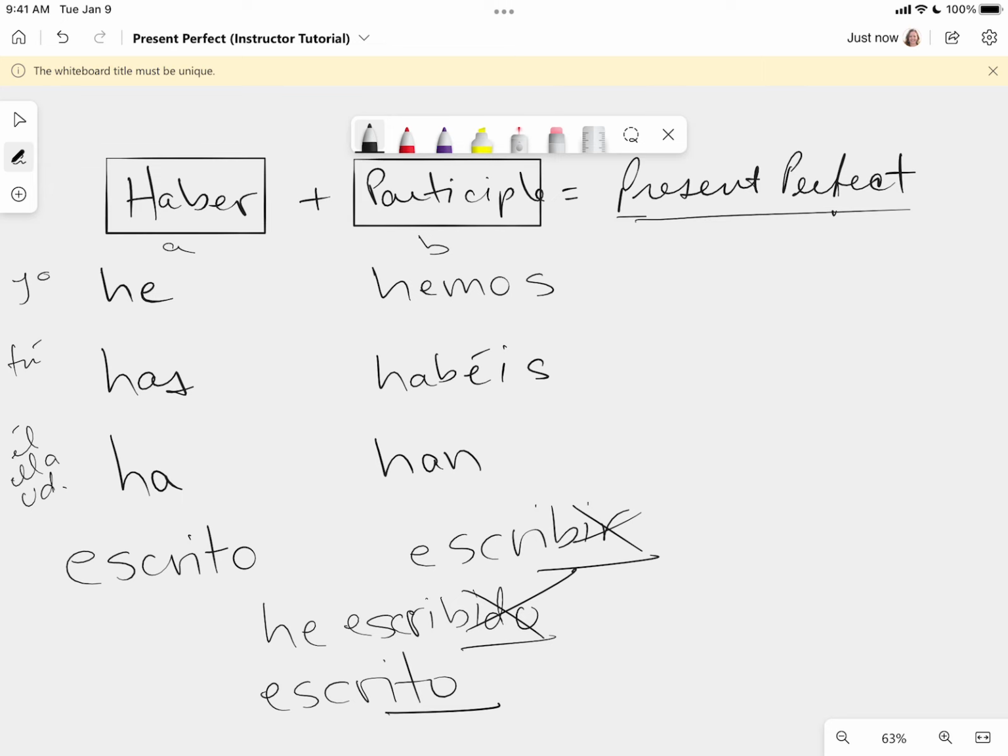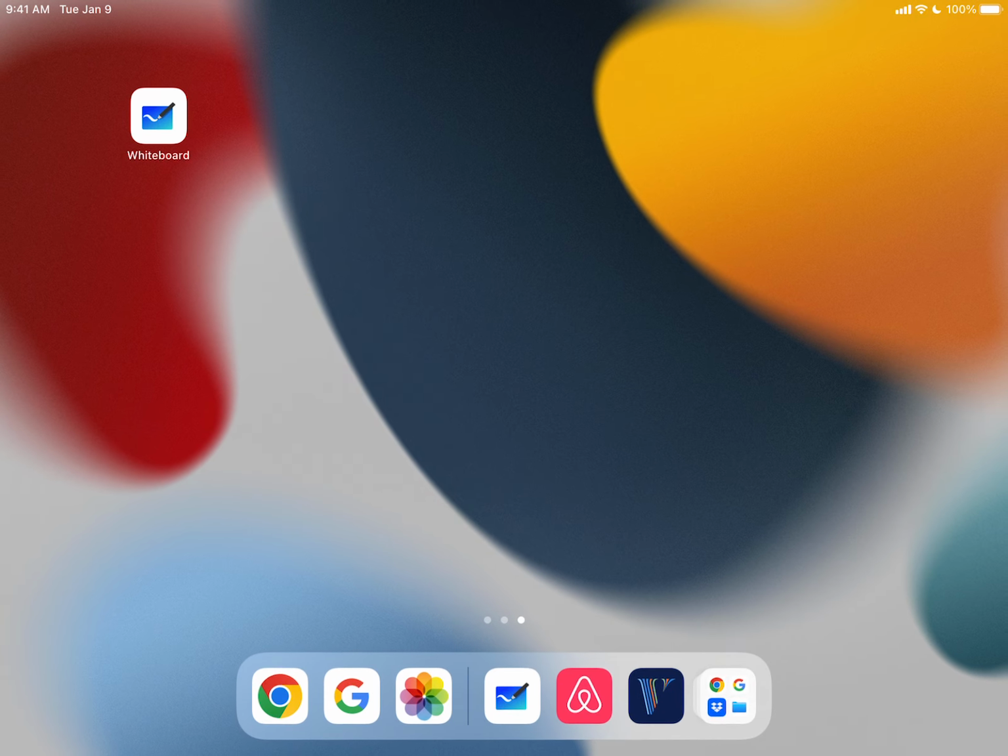All right, one more thing to note. Let's talk about participles. I'm going to flip back. Sorry to keep flipping you back and forth.